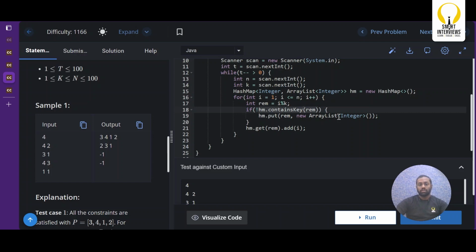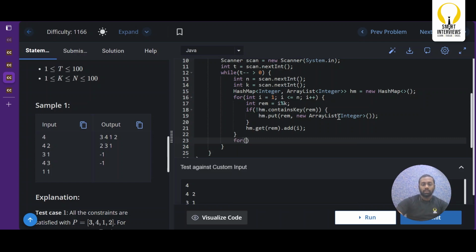So if hm does not contain the key, then I'm going to make it a new entry with a new array list, and then I'm going to add. If it is already containing the key, then this if block will not execute, you will directly add in the map. Now with this loop, I'm going to get all the remainders along with the elements in each of those slots, in each of those remainder slots.